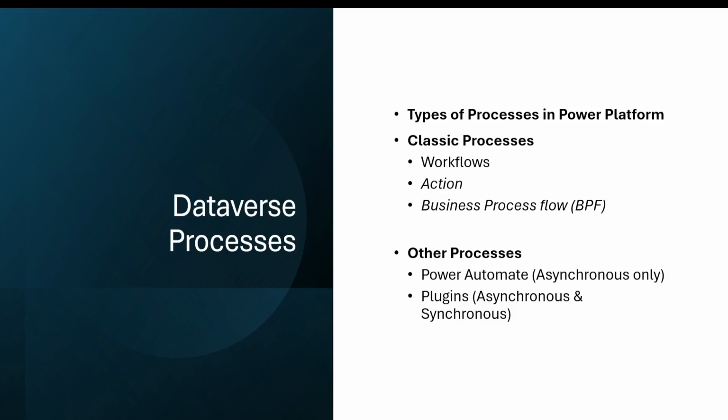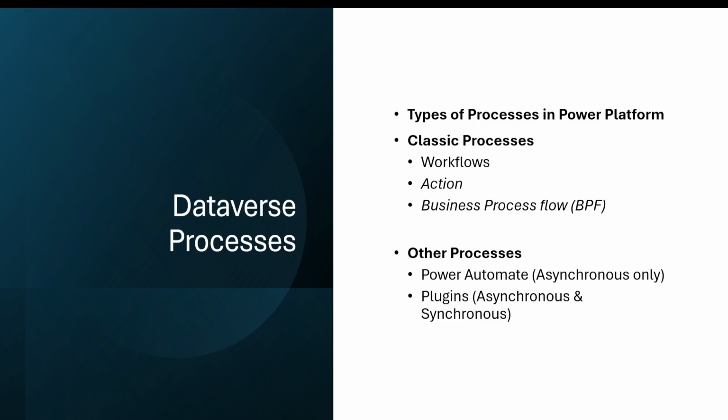In today's video, we're going to be talking about the processes in Power Platform or Dataverse. So we have different kinds of processes. First we have classic processes. These are your workflows, your actions, and your business process flow, commonly known as BPF. And then you also have your other processes like Power Automate, which is asynchronous only. That means that it only works in the background. And then you also have your plugins, which are asynchronous and also synchronous, which means that it works in the background if you want it, but it could also work in real time if you need it to do that.